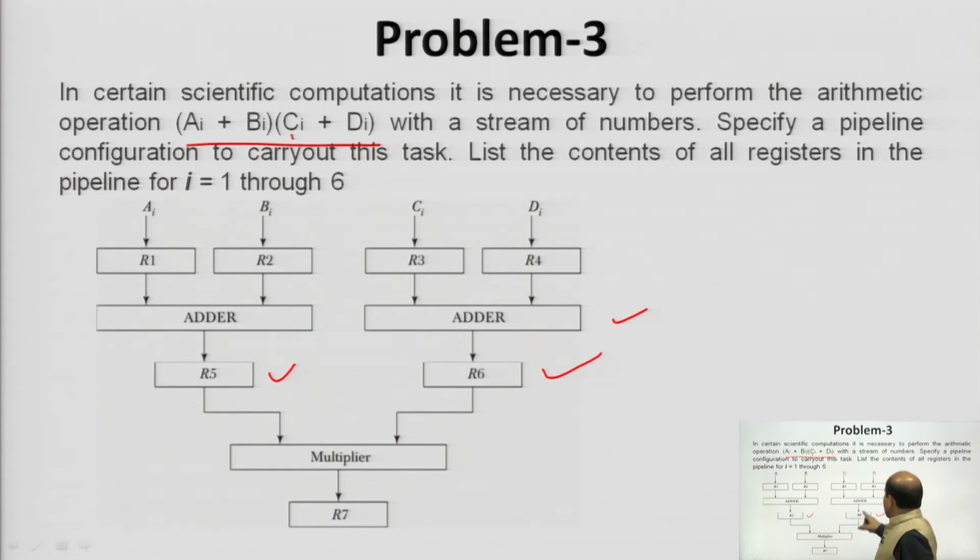So, R5 and R6 will be used to store these intermediate results, and finally these 2 operands will be transferred to this multiplier, from where we can get the final result of this operation. So that we can perform it 6 times or n number of times. This way we can design the architecture of a pipeline system which can perform this type of operation.